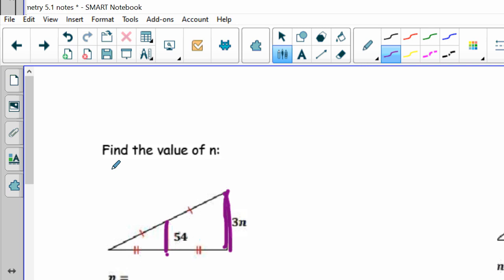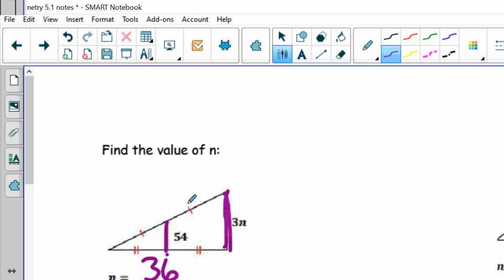So there's 2 different ways that we could set this up. I could say that 54 is equal to 1/2 of 3n. So then I have 54 equals 3/2 of n. To get rid of the 3/2, flip and multiply by 2/3. Do that to both sides. So then 54 times 2/3 gets me n equals 36.